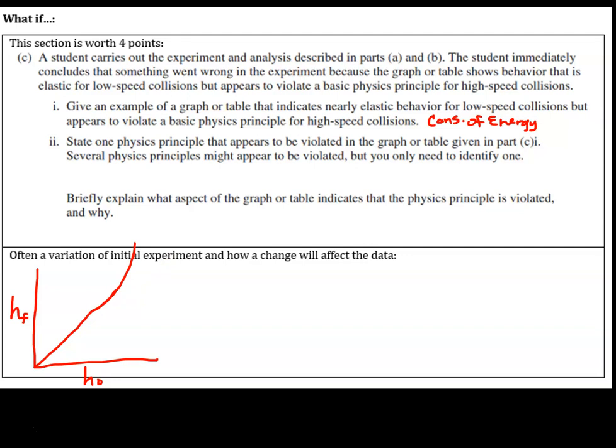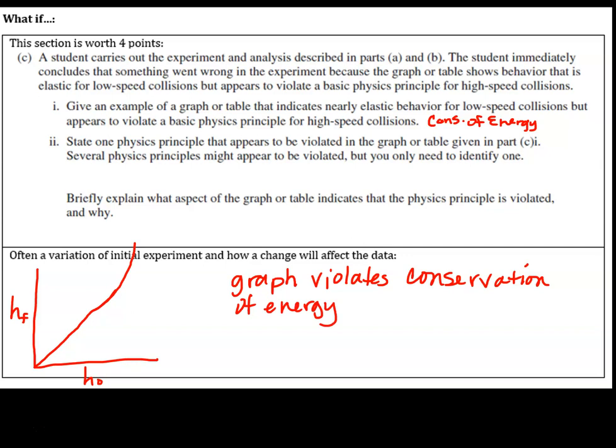The next part is state one physics principle that appears to be violated. So basically, what is it that you did on this graph? And we violated conservation of energy. So the graph violates conservation of energy since it shows an increase in energy after the collision.